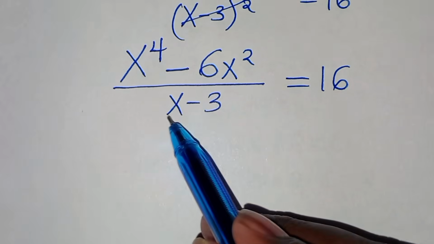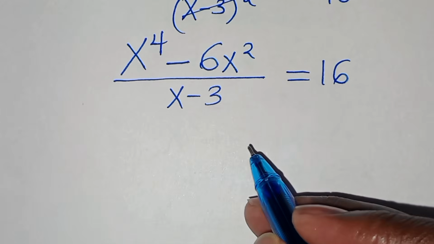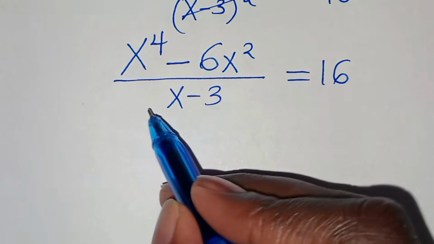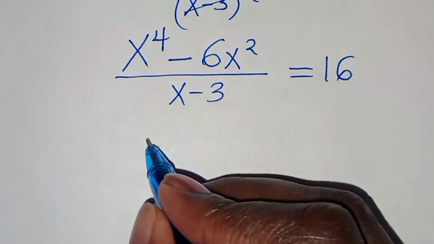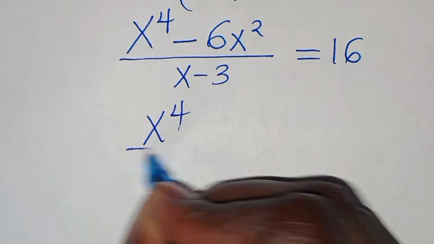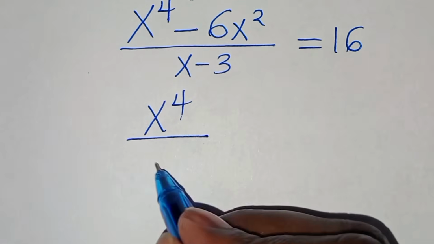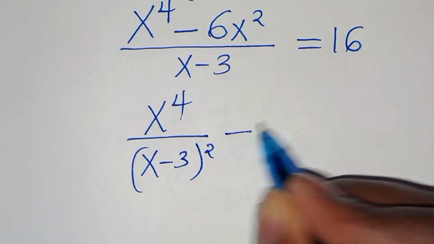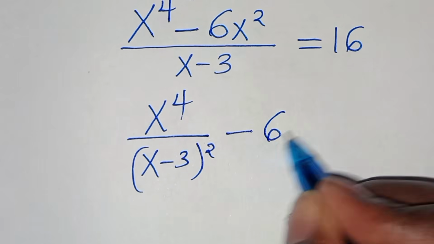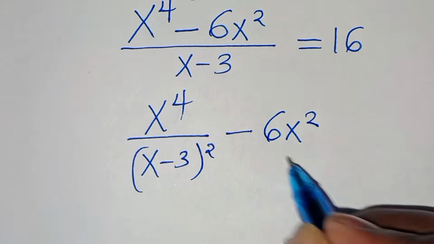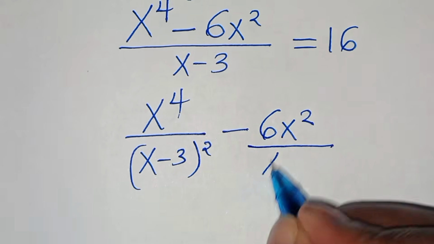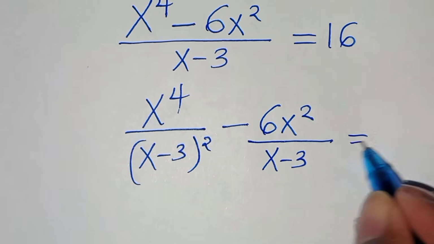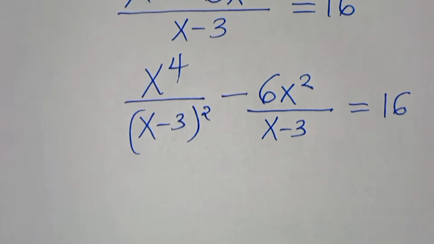Now, the next step from here, we have x to the power of 4 divided by x minus 3 to the power of 2, then subtract 6x to the power of 2 divided by x minus 3. This is equal to 16.